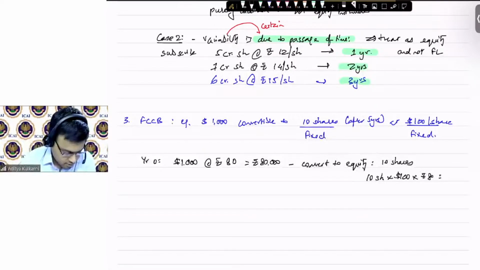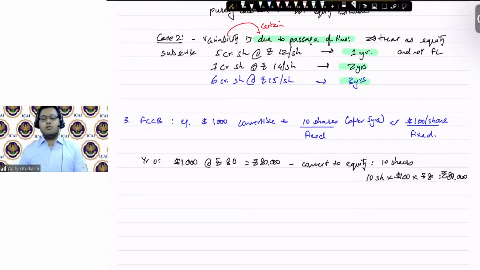Dollars per share. Okay, just a minute. Somewhere some figures have gone wrong. Okay, this is fine. Nothing is wrong. This is 80,000 rupees. So a bond of $1,000 is going to get converted into equity shares worth 80,000 rupees.